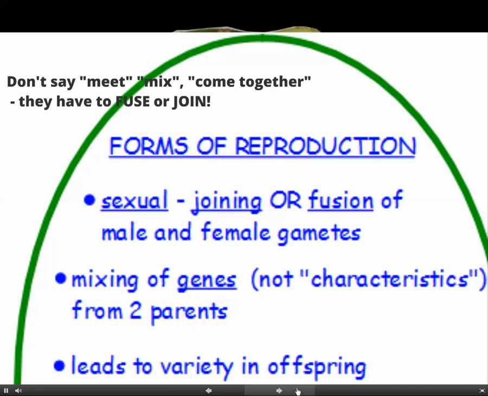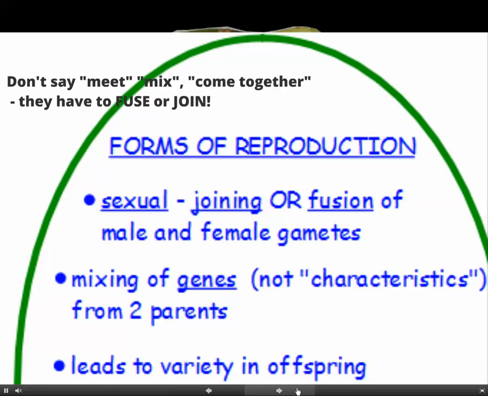Now there are two forms of reproduction. One of them is sexual. Now, the definition of sexual reproduction is the joining or fusion of male and female gametes. Now, it's not enough to say male and female gametes meet or mix or come together. They have to fuse or join. You must say that in the exam.